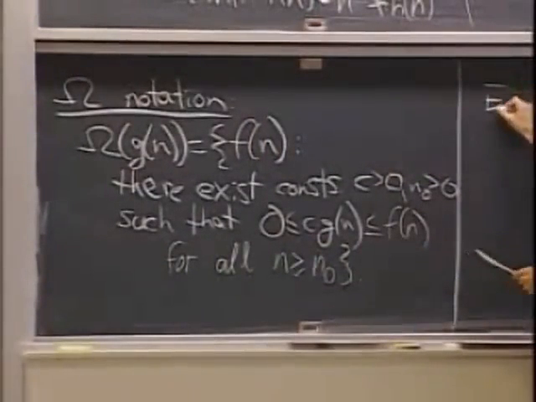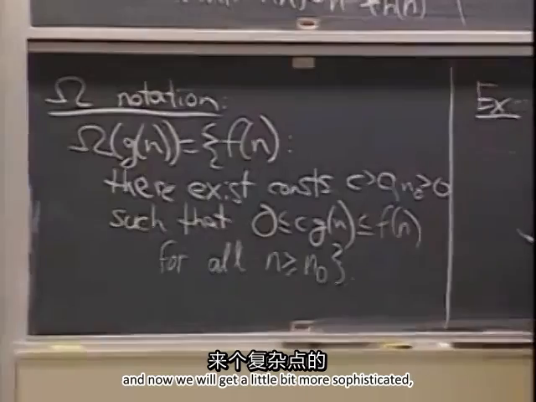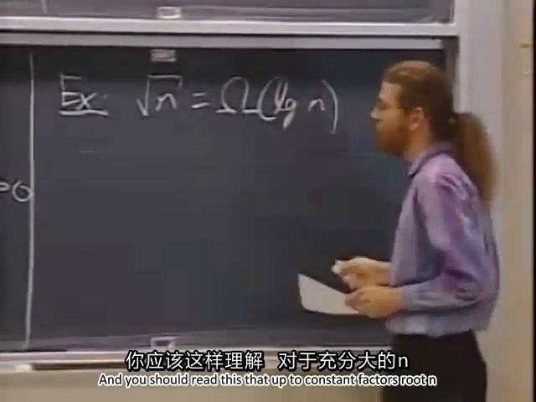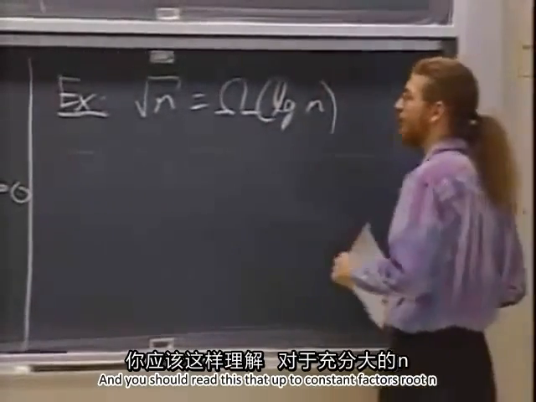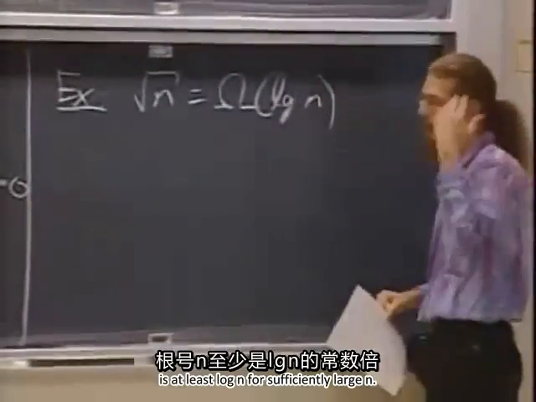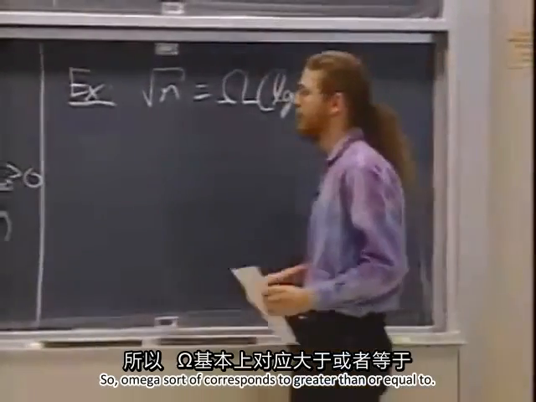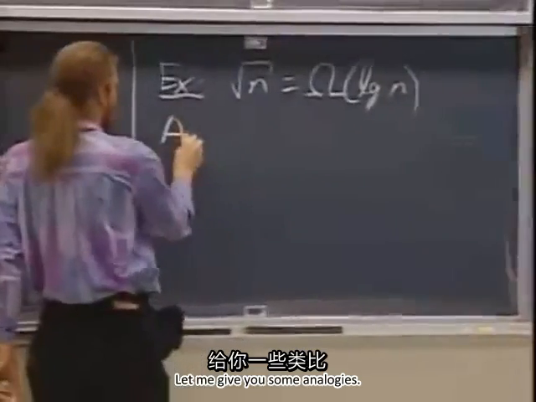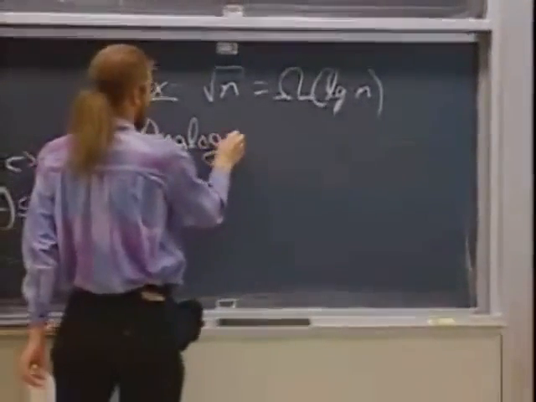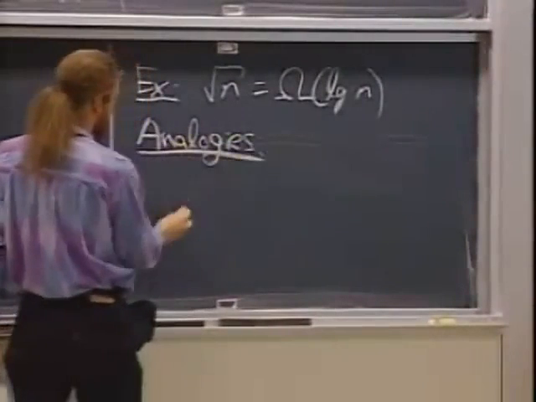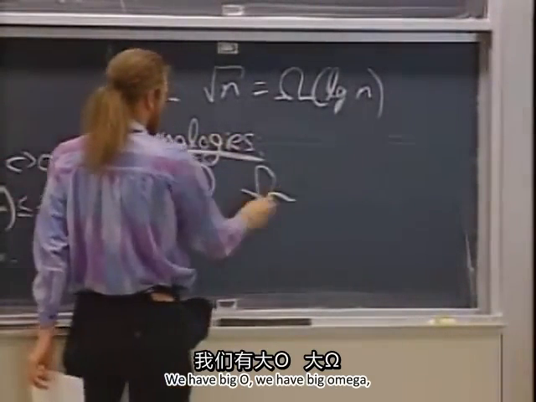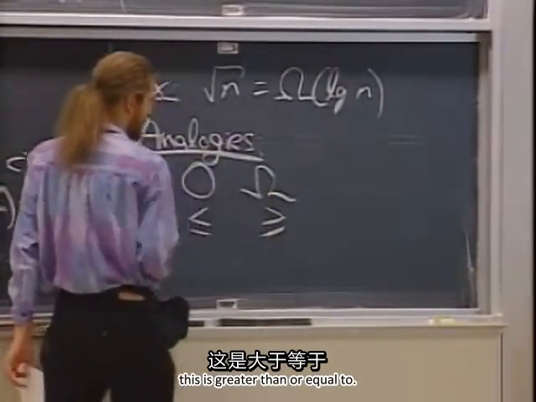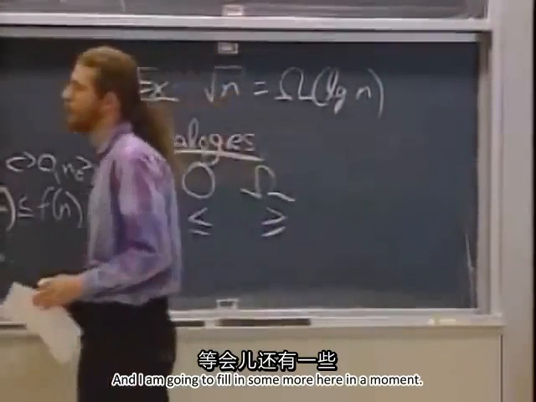So a random example, and now we'll get a little bit more sophisticated. Root n is big omega of log n. And you should read this that up to constant factors, root n is at least log n for sufficiently large n. And so omega sort of corresponds to greater than or equal to. So let me give you some analogies. We have big O, we have big omega. This is less than or equal to, this is greater than or equal to. And I'm going to fill in some more here in a moment.